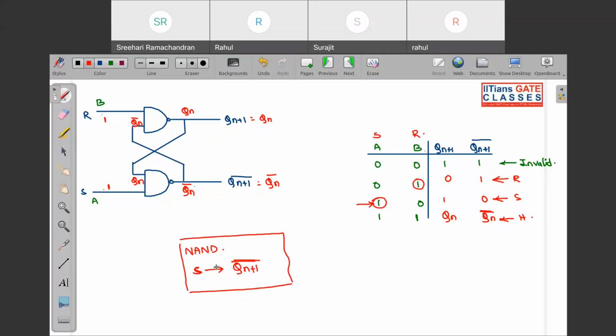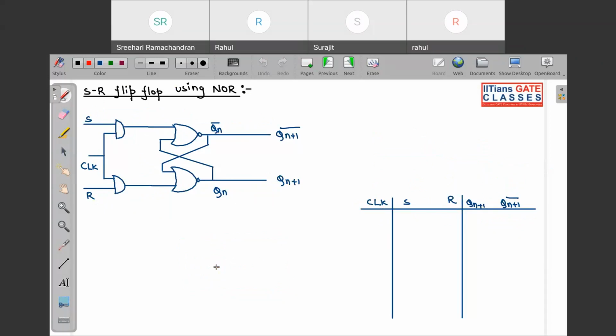Tell me up to this point, is it clear, everyone? Any doubt? Okay, fine. So now let us see SR flip-flop using NOR latch.